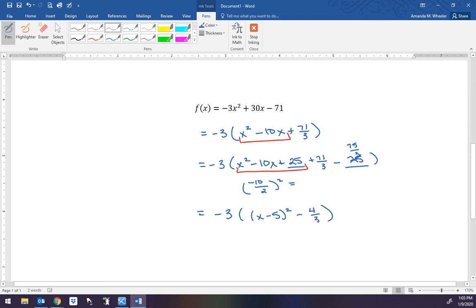And then our last step, distribute that negative 3. So that's going to be negative 3 times x minus 5 quantity squared. And then negative 3 times negative 4 thirds is going to give us a positive 4.